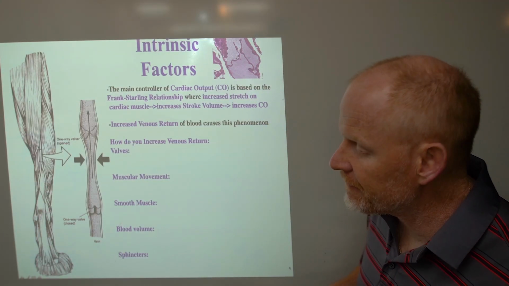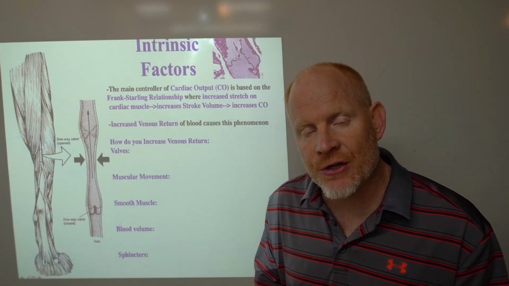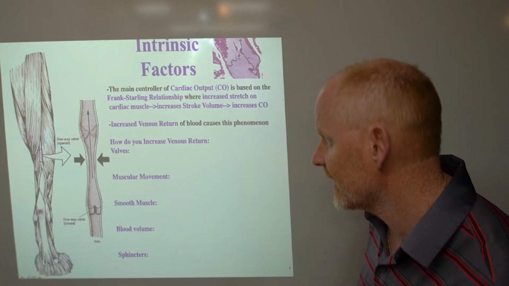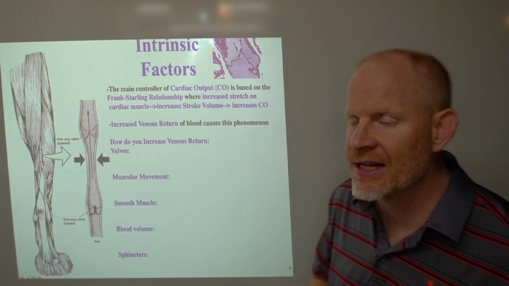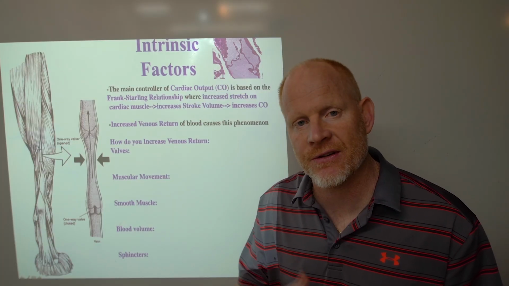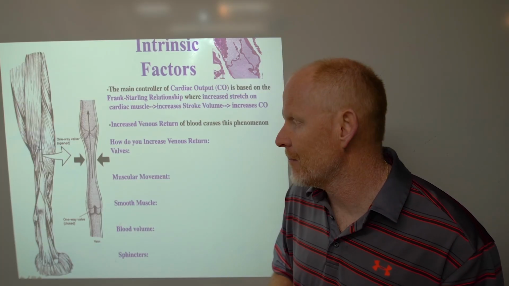These sphincters are very efficient. They basically control blood flow to capillary beds based on the activity of the tissue. So that's really nice also. So these are all kinds of built-in intrinsic factors the body has to make sure venous return is efficient enough to run your body processes.